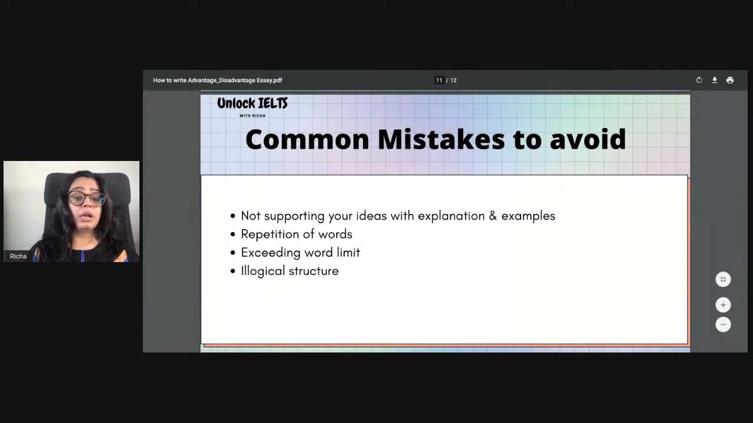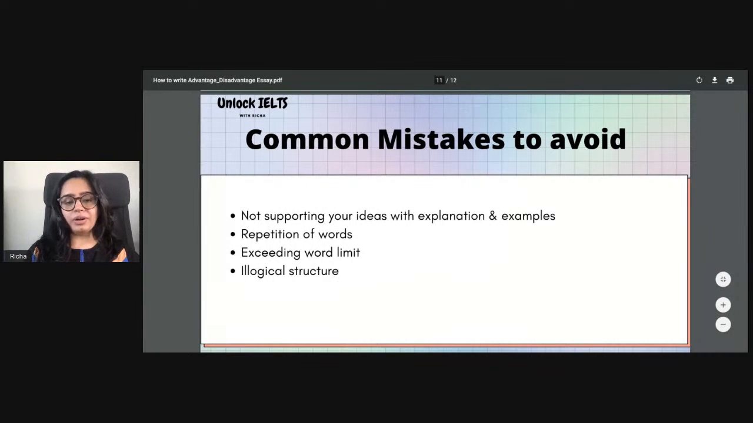Then comes the repetition of words. As you have already noticed, we are supposed to rephrase the question in the introduction or maybe in the conclusion as well. So here, in order to avoid the repetition of the same words, you should always equip yourself with common vocabulary, so that you do not end up making this mistake in your exam.